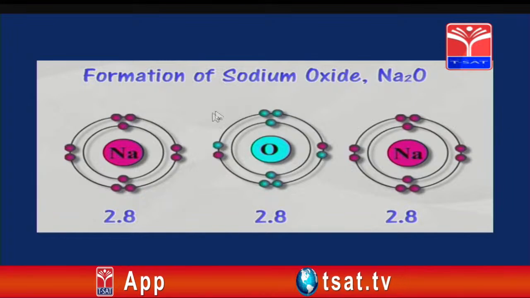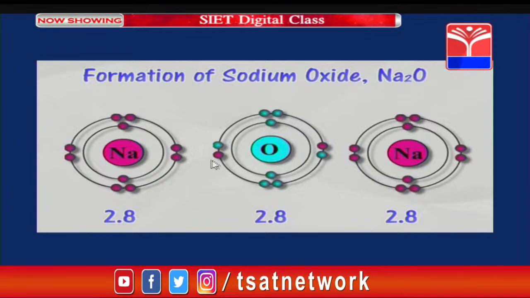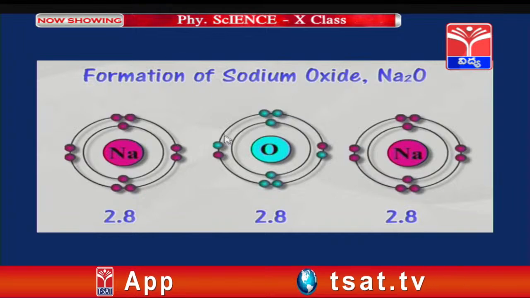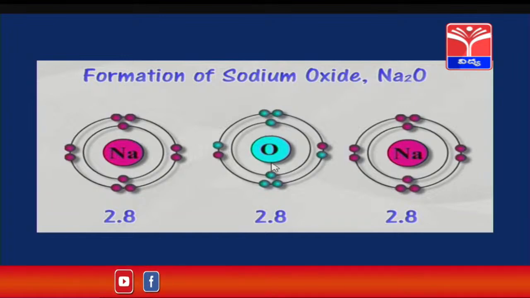So, what is oxygen doing here? It requires 2 more electrons to attain octet configuration. So, it takes up one electron from one sodium atom and another electron from another sodium atom, and thus it becomes an oxide ion. This oxide ion develops an ionic bond with both the sodium ions.